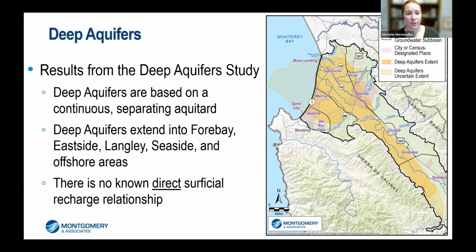Now, one final note about the deep aquifers before I move on is that there is no known direct surficial recharge relationship. All of the water that has been collected and sampled and age dated has not indicated that any of the water in this aquifer system is young or related to surficial recharge. And that's what we know about the deep aquifers so far.